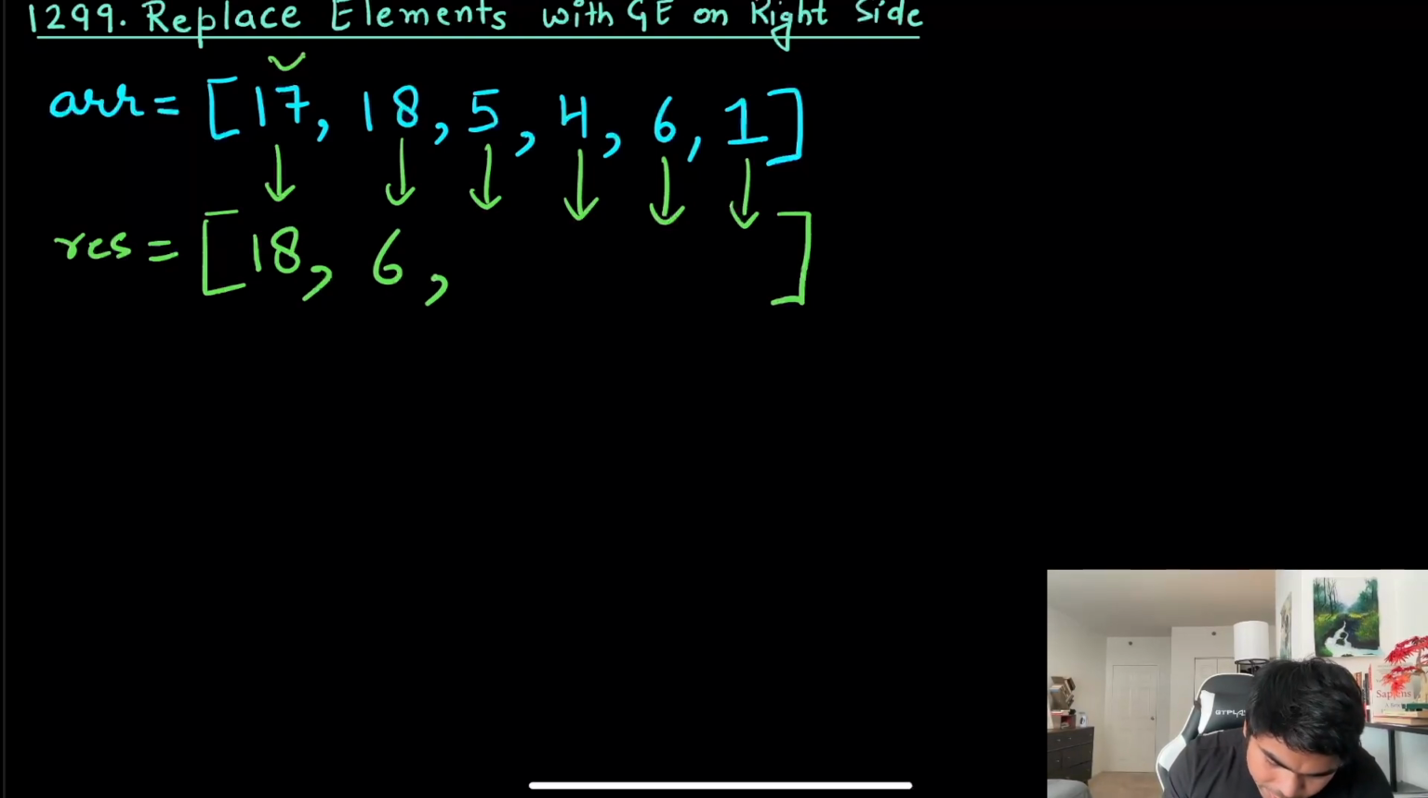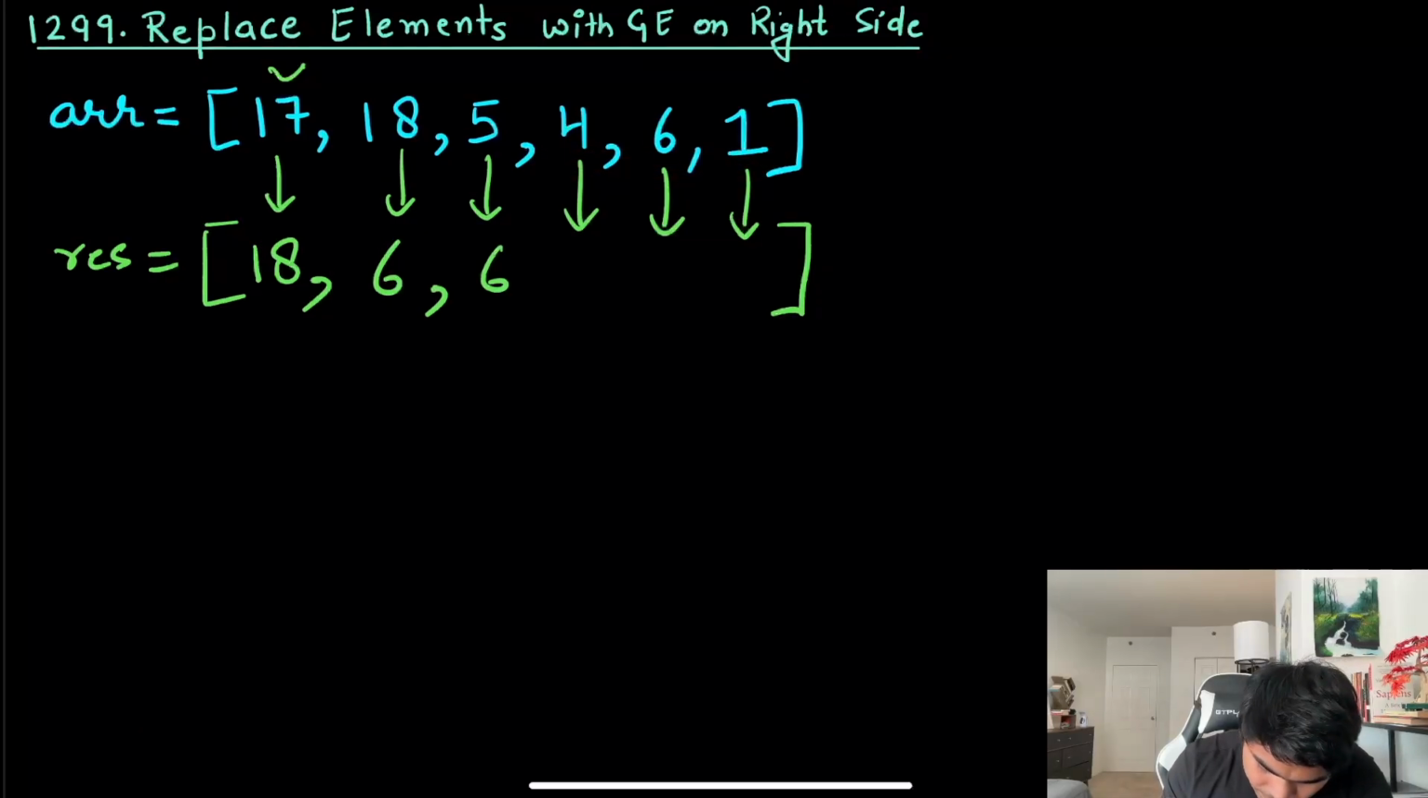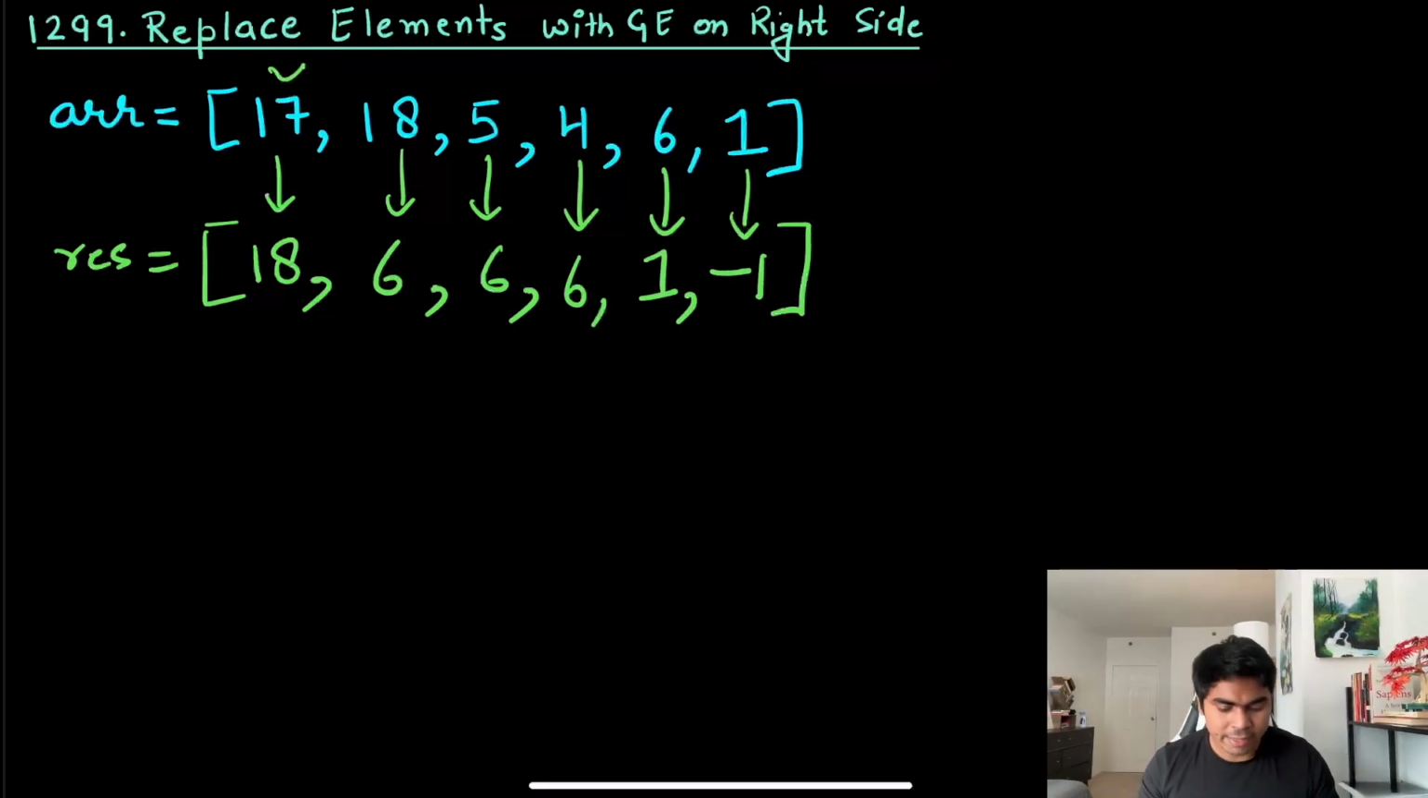Then what is the largest element to the right of 5? Among these, it's still 6, right? Then how about 4? For 4, what is the largest element between 6 and 1? This is 6 again. Then what is the largest element for 6 to its right? It's only one element, so that is 1. How about 1? Well, it's -1. That is it. Very simple, right?